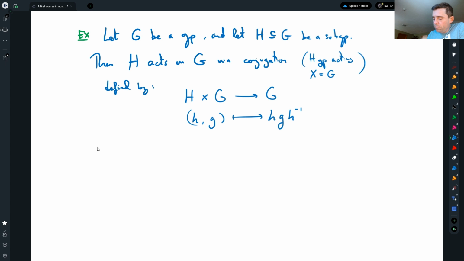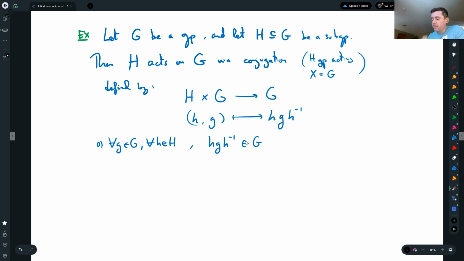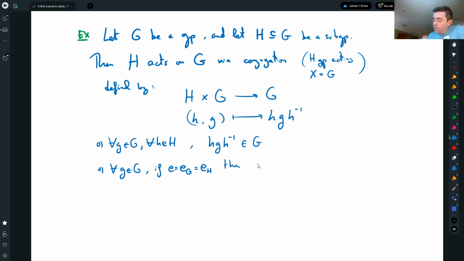Okay, so first of all, zero: for all G in G and for all H in H, notice that H G H inverse is still in the group, so the map lands where it's supposed to land. Okay, 1. Now for all G in G, if E is the identity element of G, which is actually the same as the identity element in H because it's a subgroup, then what happens when I act by this element? E acting on G is E G E inverse. The inverse of E is E. This is E G E, and multiplying by E on the left or the right doesn't do anything other than I get back G. So that works, and now the associativity.